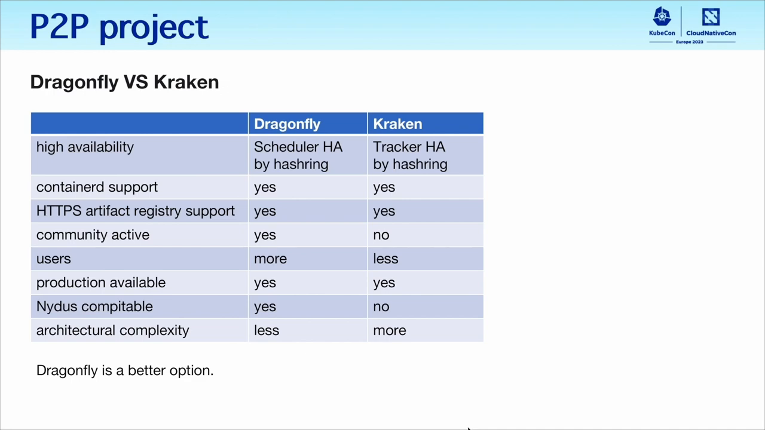But Dragonfly has some advantages. Its community is more active and has more users. It is used by Ant Group, Intel, Baidu, Didi, Kuaishou, and many other companies. Kraken is used by Uber and NetEase. Most importantly, Dragonfly is Nydus compatible. The architecture complexity of Dragonfly is less than Kraken, so Dragonfly is a better option, and we choose to use it.